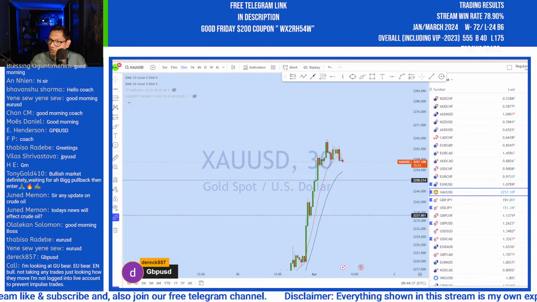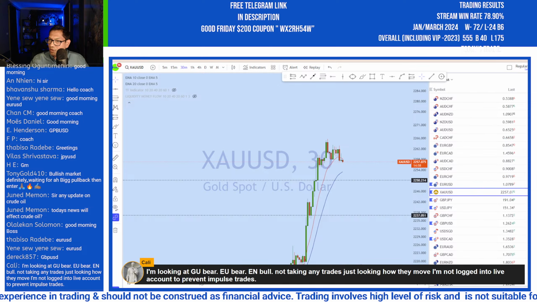I'm looking at GU bear, EU bear, EN bull, not taking any trade, just looking at how they move, not logged into my live account to prevent that. Yeah, being aware is very important.